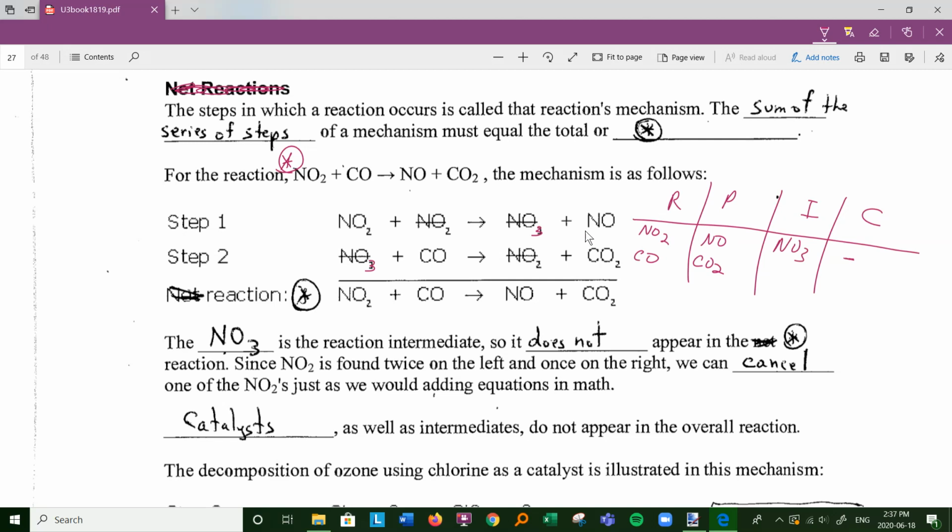Now some people say, oh, there's a catalyst because you see an NO2 canceling with an NO2. But it has to completely cancel. There's another NO2 left over, so it is a reactant. It's not a catalyst. The intermediate does not appear in the overall reaction, neither do catalysts, by the way.